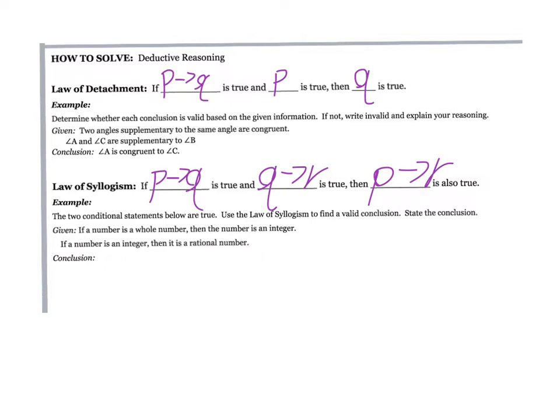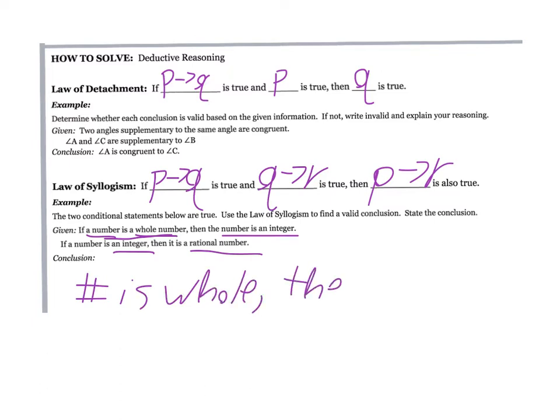If a number is a whole number, so if P then Q, then the number is an integer. And if a number is an integer, if Q, then it's a rational number, R. Therefore, we can conclude that if a number is a whole number, P, then it is a rational number, R.